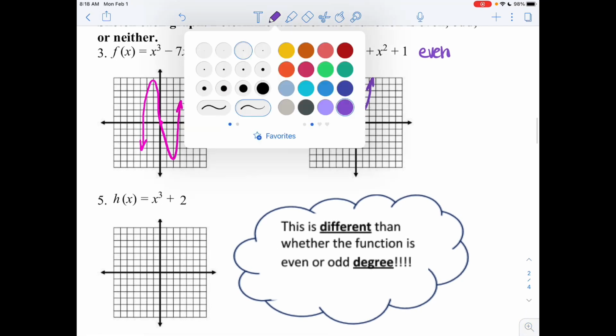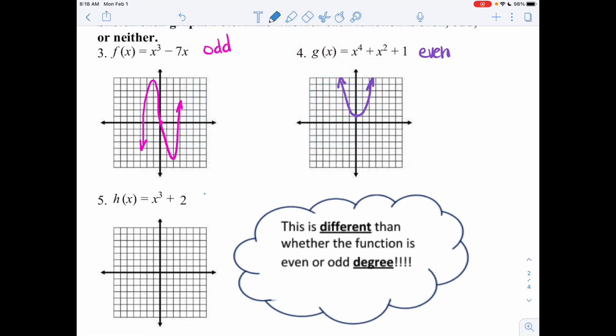Our last one was neither, and the way that I knew that right away was that my y-intercept was not at the origin. Remember, it has to go through the origin in order to be an odd function, and this one is definitely not symmetric about the y-axis to be an even function because it is an odd degree. So even, odd, or neither.